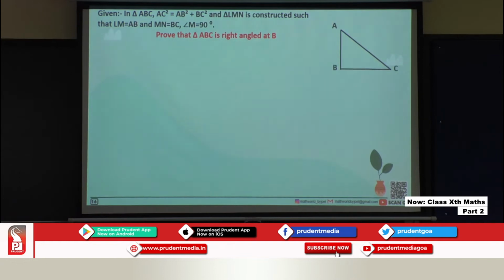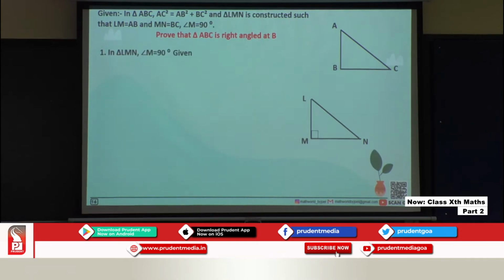So I have a triangle ABC, and in this triangle ABC, AC square is equal to AB square plus BC square is given to us. Now we have to construct triangle LMN, but what we have to keep in mind is that LM is equal to AB and MN is equal to BC. So it will be something like this. Based on that, I have drawn the figure, taking those measurements. And angle M, when we are constructing, we kept in mind that it is 90 degrees.